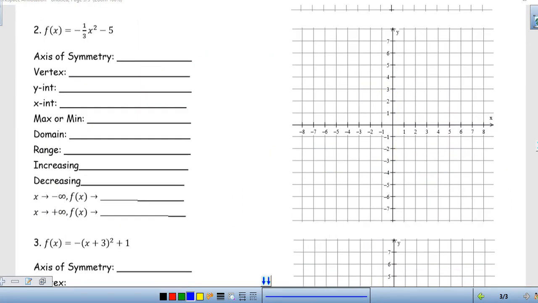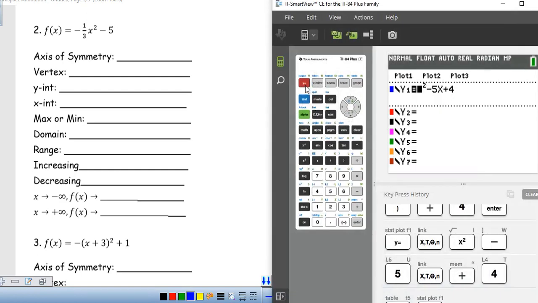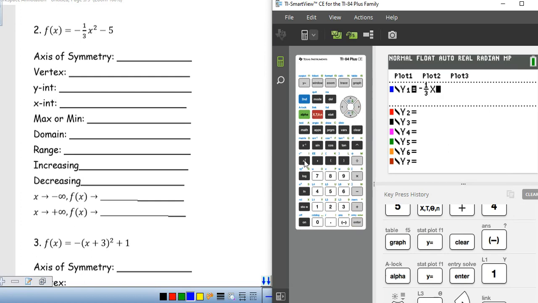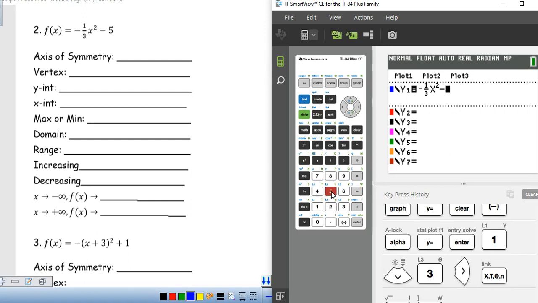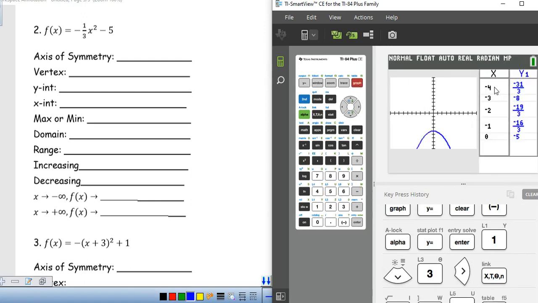All right, in number 2, we're going to go ahead and get out our graphing calculator and we're going to graph this equation. If you have anything currently entered into your graphing calculator, let's clear it out now. So we have negative. Make sure that you use the negative at the bottom of the calculator. And I need to put a fraction in. So alpha, y equals, enter, 1 divided by 3, X squared, and then minus 5. All right, we'll go ahead and graph it, and we're going to look at our table.